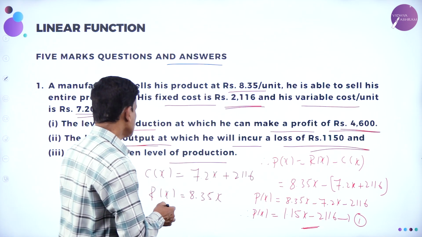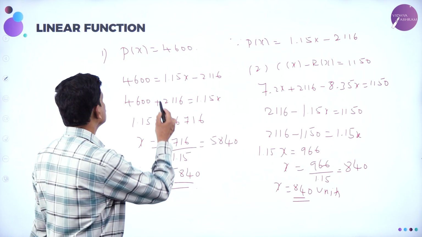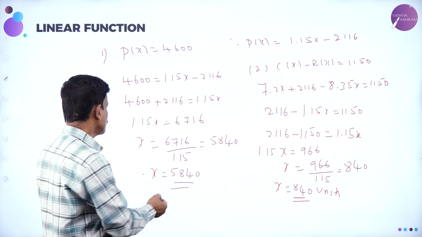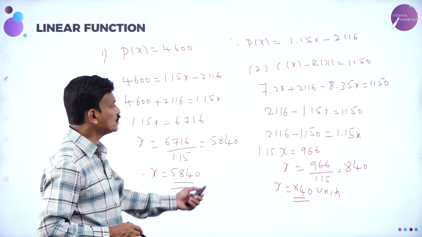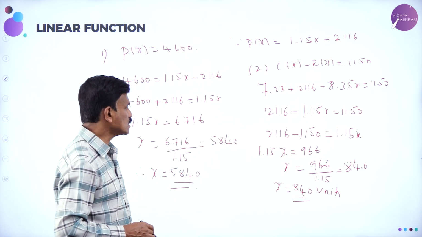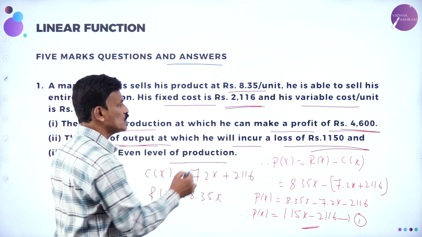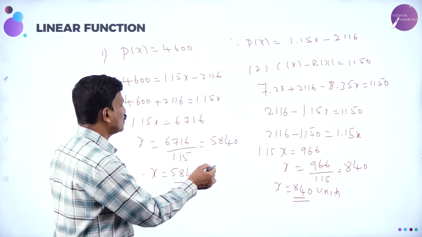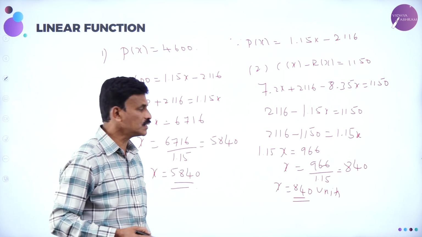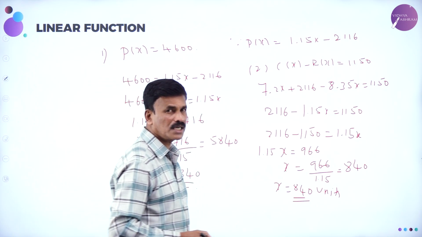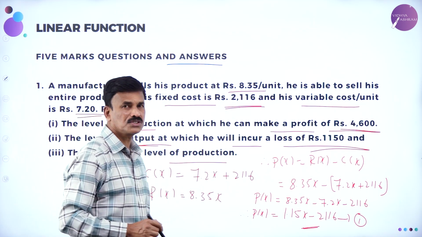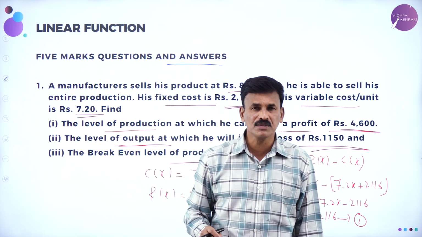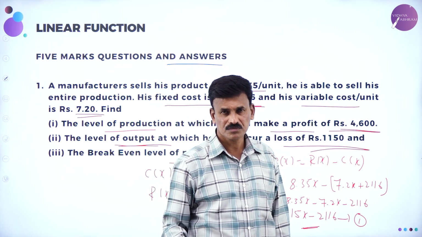See, in the first case, he is going to get a gain of rupees 4600, so x is equal to 5840 units. Whereas in the second case, he is going to get a loss of rupees 1150, therefore the value of x is equal to 840 units. Now, what is the third case? What is case number 3? The break-even level of the production. Now we have to find the break-even level of the production.